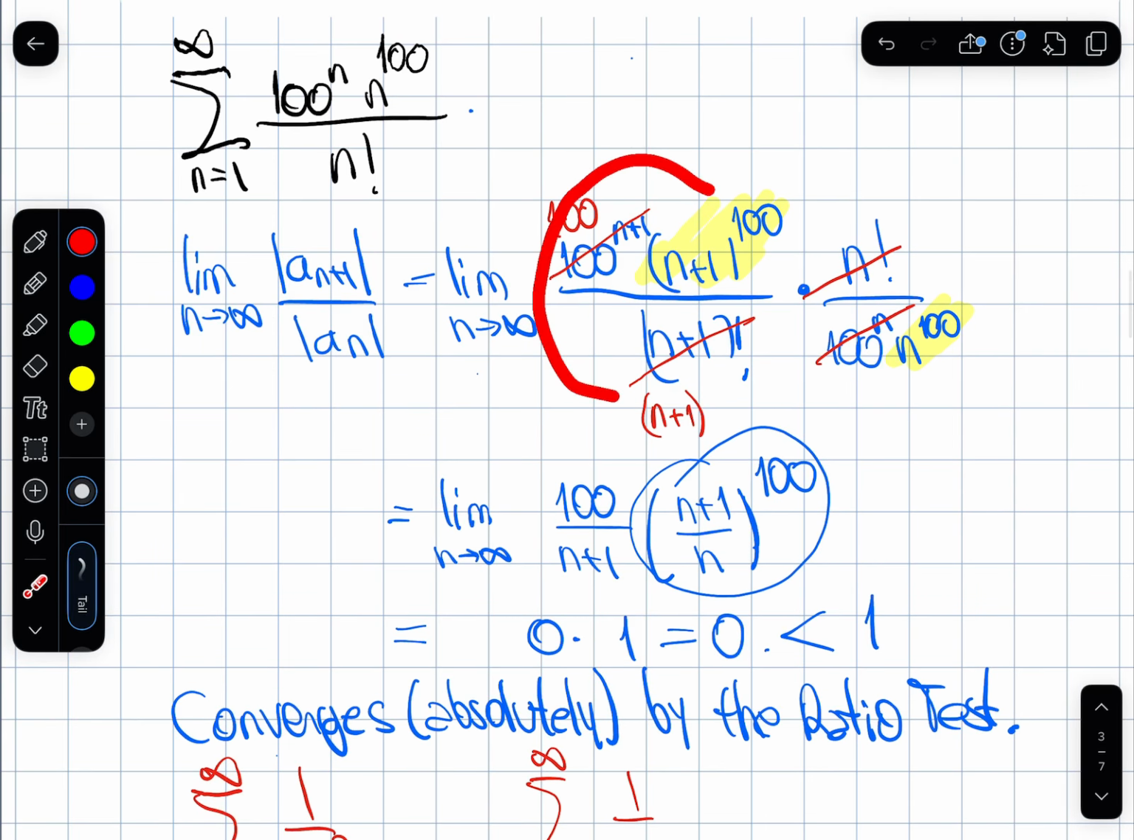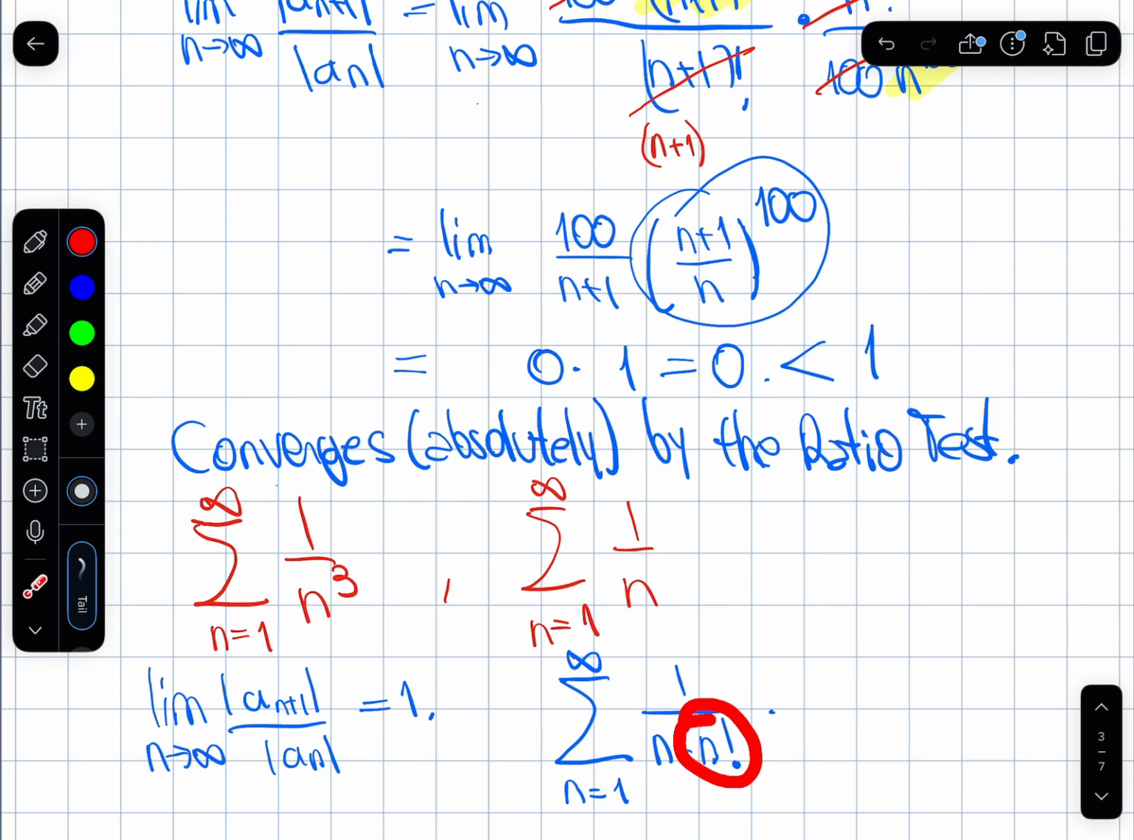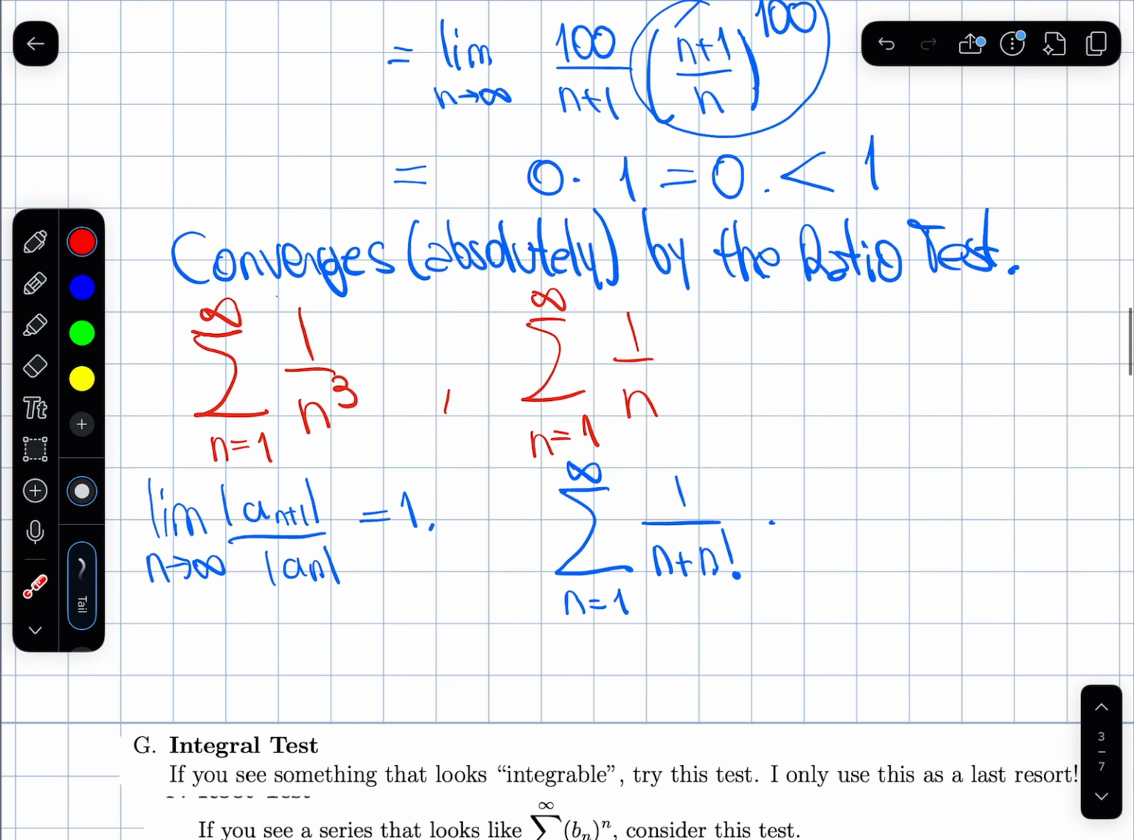If you write this fraction, these are multiplying here, right? So it's okay to cancel things out, but if they were adding instead of multiplying, then it'd be super annoying to cancel things out. It's not so easy. So because these are adding, even though there's a factorial here, I would not use the ratio test. I would first do maybe a comparison. This is clearly less than this, right?